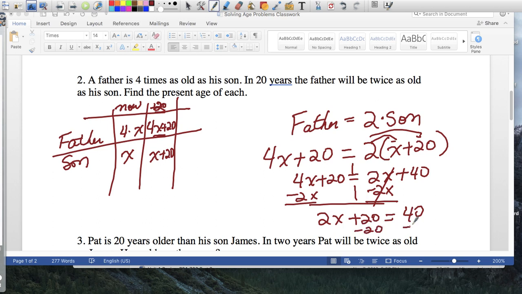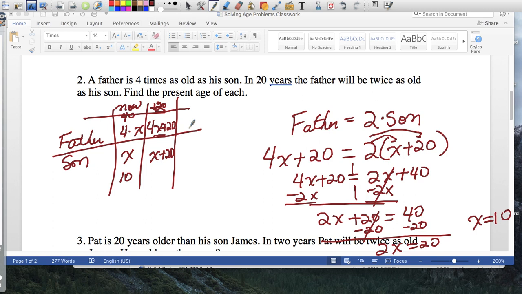Subtract 20 from this side, subtract 20 from the other side, and we get, cross out, 2x equals 20. If you divide both sides by 2, x equals 10. So the present age of x equals 10, it means that our son is 10 years old, and the father is 4 times 10, which is 40. And you can see there's a 4 times relationship.